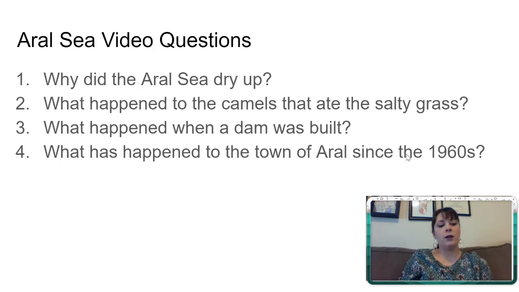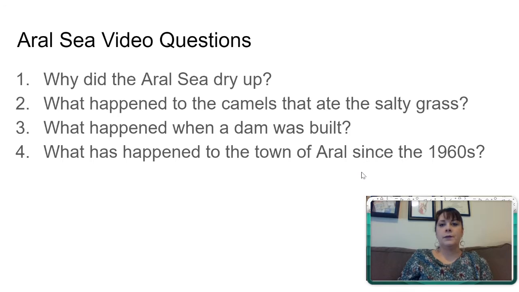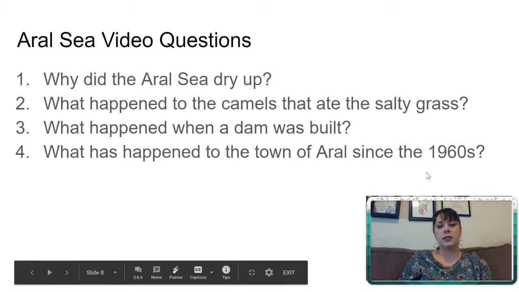So this is actually part of your homework, but you don't have to do it right now because it's in the slides. We're going to be looking at the Aral Sea and the Ganges River. These are the same questions that you will answer. Why did the Aral Sea dry up? What happened to the camels that ate the salty grass? What happened when the dam was built? And what happened to the town of Aral since 1960?